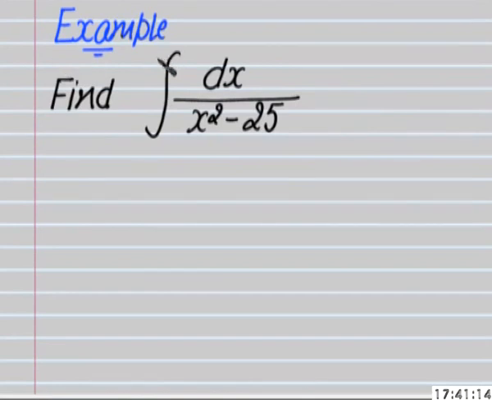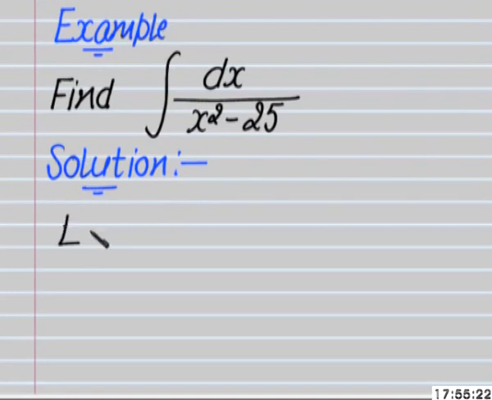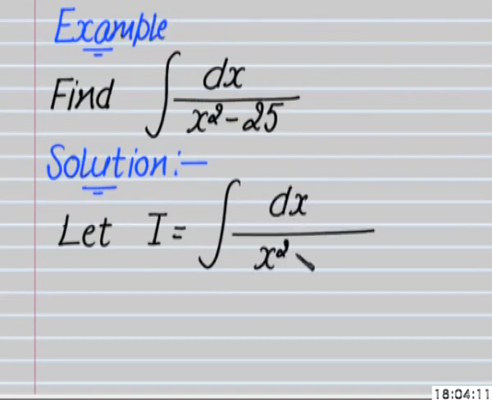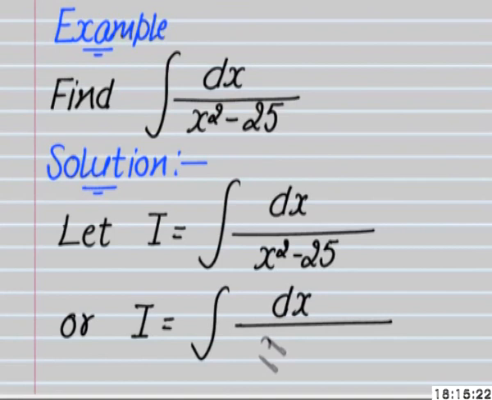Now let's see an example. Find integral of 1 upon x square minus 25 with respect to x. Now its solution. Let I is equal to integral of 1 upon x square minus 25 with respect to x, or it can be written as I is equal to integral of 1 upon x square minus 5 square with respect to x.